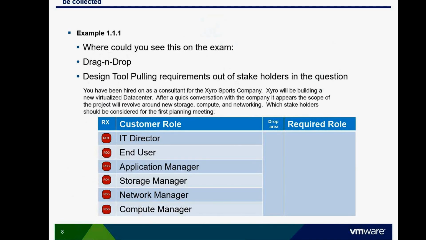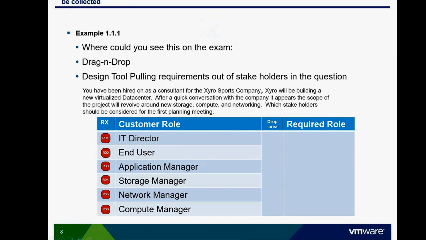Essentially, it's a scenario where you've been hired as a consultant for Cryo Sports Company, and you're building a new virtual data center. After a quick conversation with the company, it appears the scope of the project will revolve around new storage, compute, and networking. Which stakeholders should be considered for the first planning meeting? This is just a made-up question that I wrote for this presentation just to get the point across. So in a drag and drop scenario, you would drag your requirements over to the required role. Really simple there.